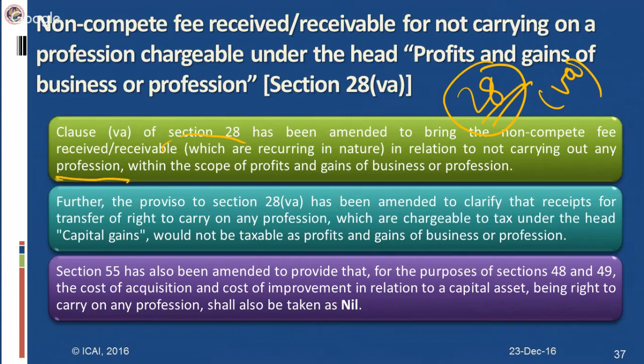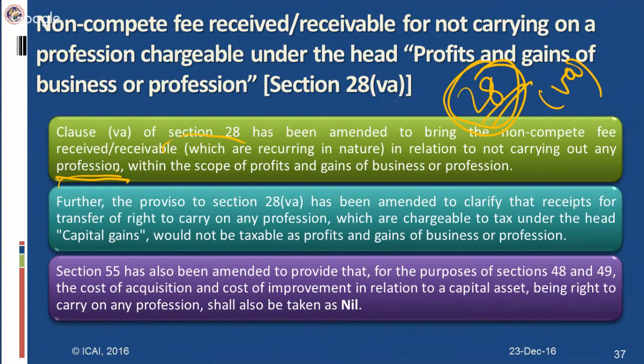So this time, non-compete fee for a business was chargeable under the head profits and gains of business or profession. But suppose A and B had been professionals and the same thing had happened. A had paid to B for not carrying on a profession. So far it was not included under section 28. Now they have included that also. If two people, Mr. A and Mr. B, are carrying on a profession, Mr.